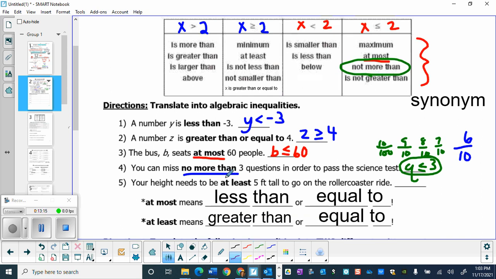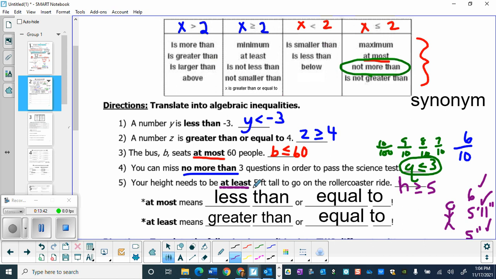All right, for the next one, your height needs to be at least 5 feet tall to go on a roller coaster. So let's say you're trying to go on a roller coaster. If you're 6 feet tall, you get to go. If you are 5'11", you get to go. As long as you are at least 5 feet tall. So 5 feet, you get to go. So as long as your height, h, is bigger than or equal to 5, you can go.